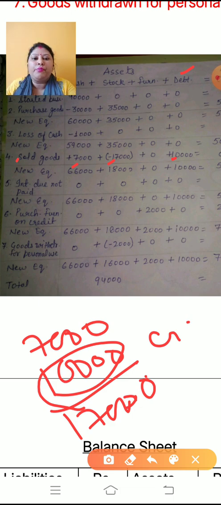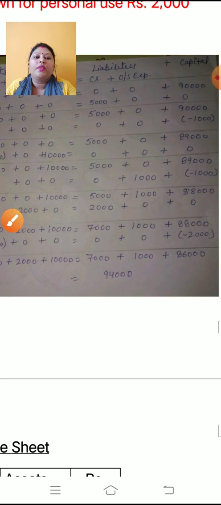New equation you have to make: 59,000 plus 7,000, 66,000. 35,000 minus 17,000 in the stock column, 18,000 is the remaining stock. Furniture is 0. Debtor is increased by 10,000, and on the liability side creditor is the same and capital is the same. After every transaction you have to make the new equation and do the total, check the total. Both sides are equal or not. Okay.